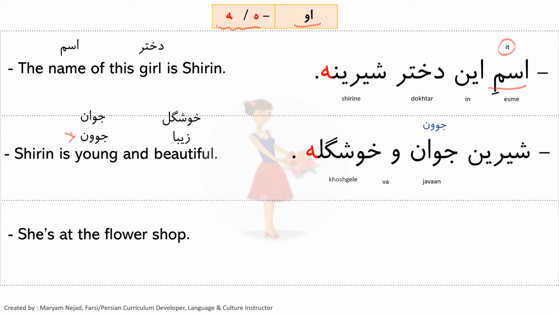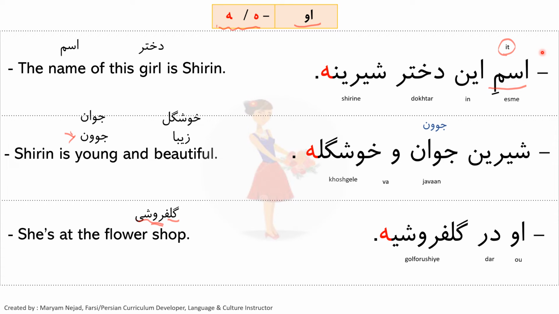Next one, she is at the flower shop. So flower shop is گل فروشی. گل is flower and then فروشی is like the shop. So گل فروشی. او در گل فروشیه.